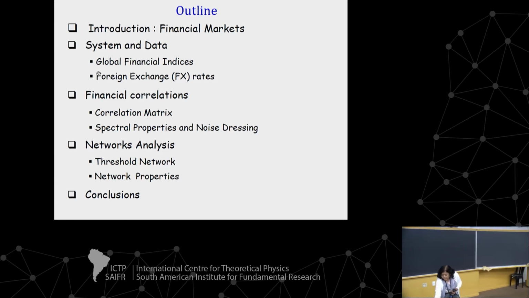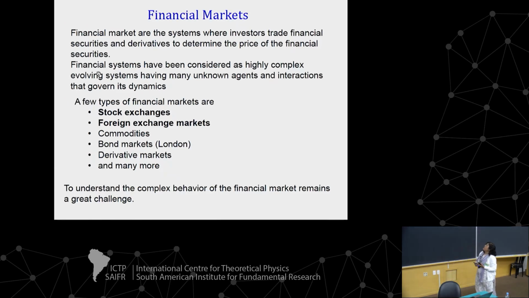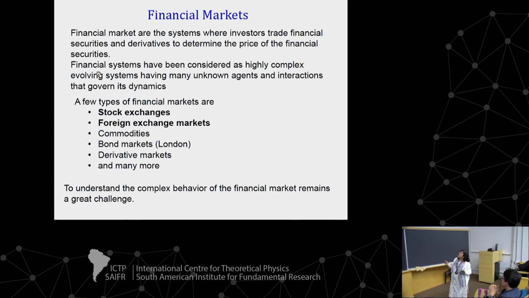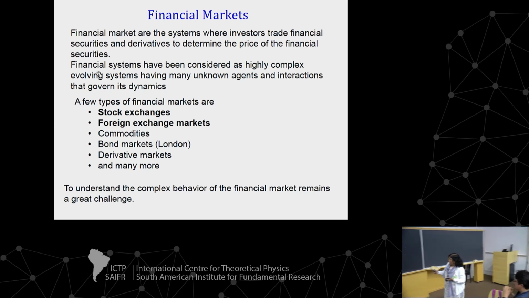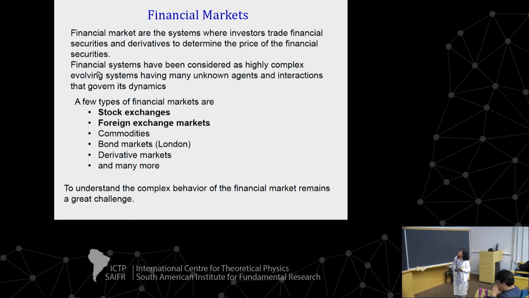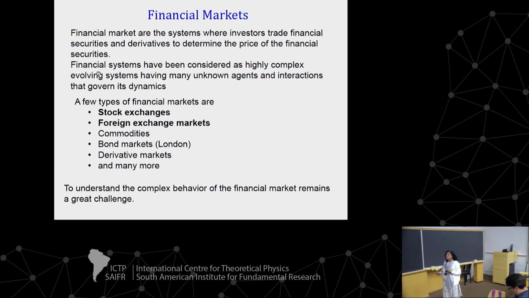So this is a brief introduction. Financial systems are highly complex evolving systems, governed by many unknown agents. And there are many types of financial markets, the stock exchange, the foreign exchange, and so on. To understand the complex behavior of these financial markets is a great challenge.